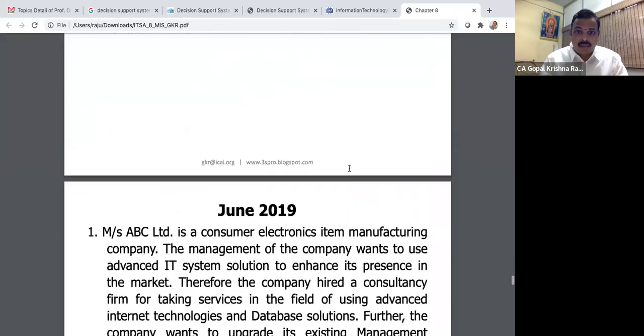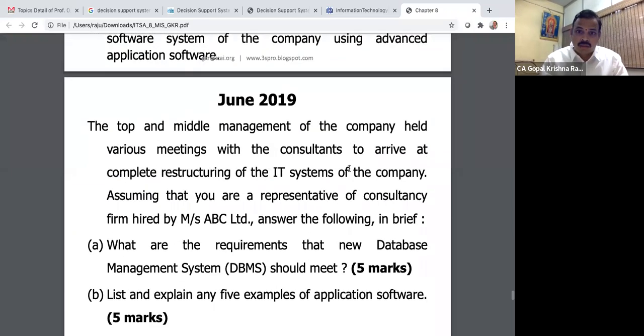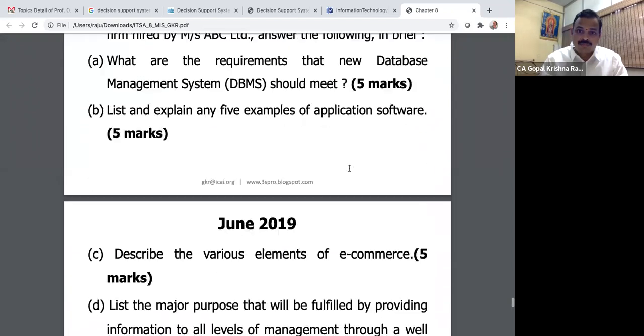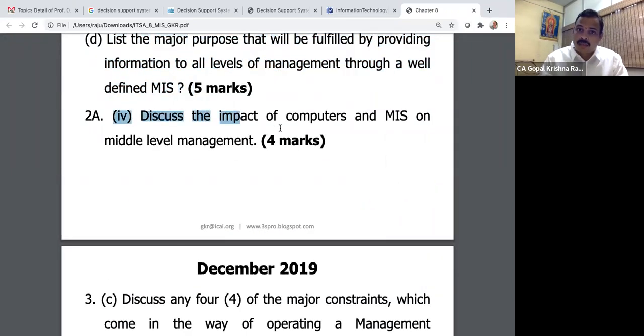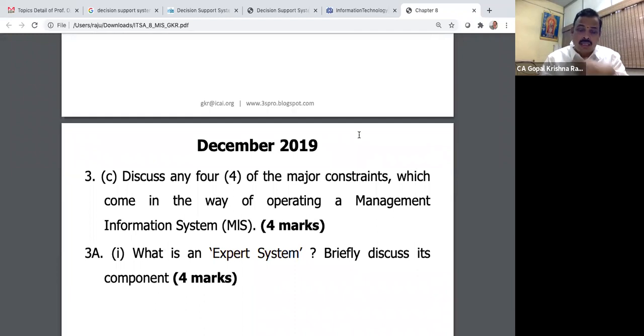So latest, maybe 2019 also, you have a question on this. Please look here. There's a 5 mark question on that mandatory question. And also, what is the impact of MIS on middle level management? This is the latest 2019 paper. So one question on MIS, one question on expert system. So this is how your exam questions have been based. So now I'm taking you one by one.